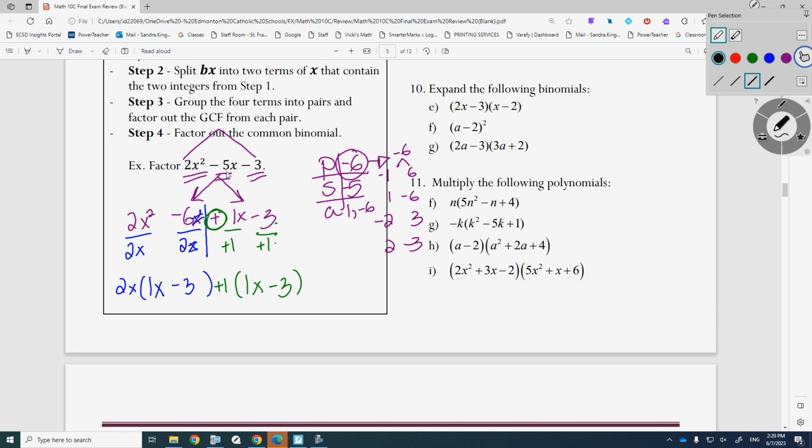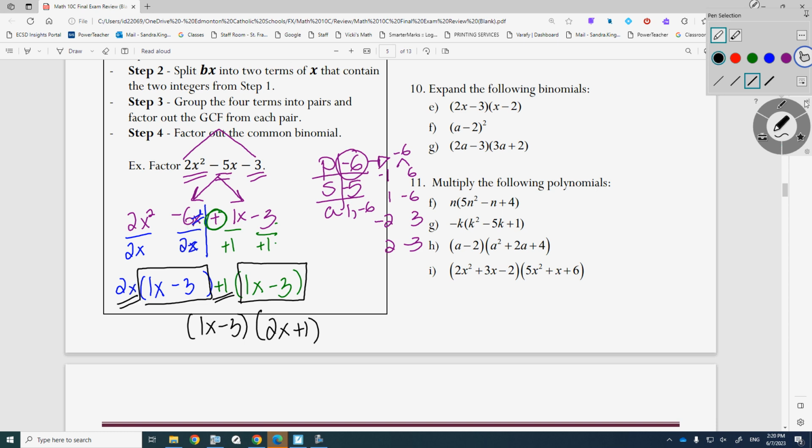Remember, for decomp questions, your check is that these two brackets are identical. So one of my factors is 1x minus 3. My other factor would be 2x plus 1. Okay, that would be your decomp.